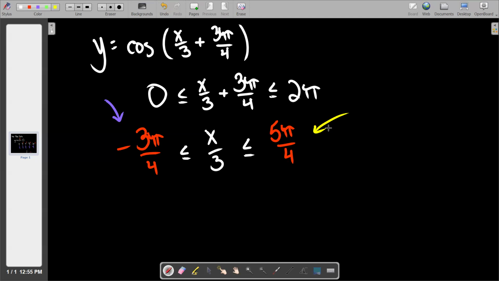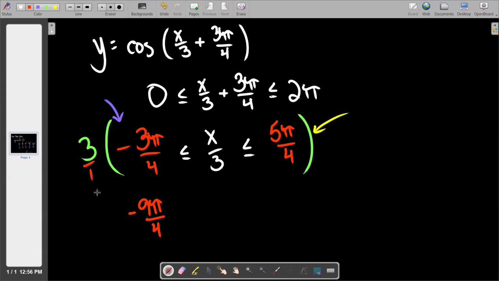Once we make it this far, the next step is to multiply by 3. You know that with equations, when you have x over 3, you multiply to get x by itself. So when I multiply the whole thing by 3, what does my left number become? Negative 9 pi over 4. Remember that the 3 is like a 3 over 1, so it multiplies to the top, but then it's spent.